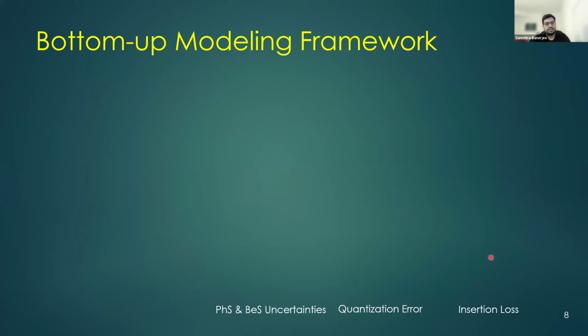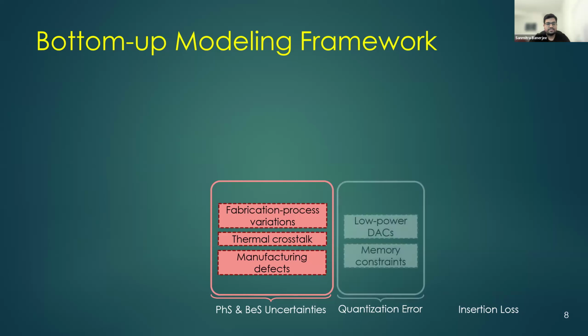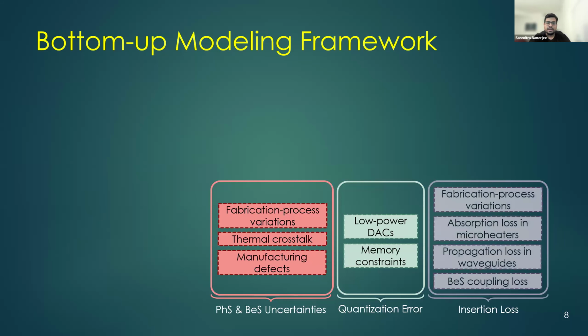So let's say these are the effects that we had identified before: phase shifter and beam splitter uncertainties, quantization errors, insertion losses. Then these phase shifter beam splitter uncertainties can arise due to fabrication process variations. They can arise due to thermal crosstalk, due to manufacturing defects. Quantization error can arise if we want to use low power DACs, or if we have memory constraints to store our trained weights. Insertion loss can arise due to fabrication process variation, absorption loss in the microheaters, propagation loss in the waveguides, coupling losses, and so on. So the first step towards studying these is to come up with parameters.